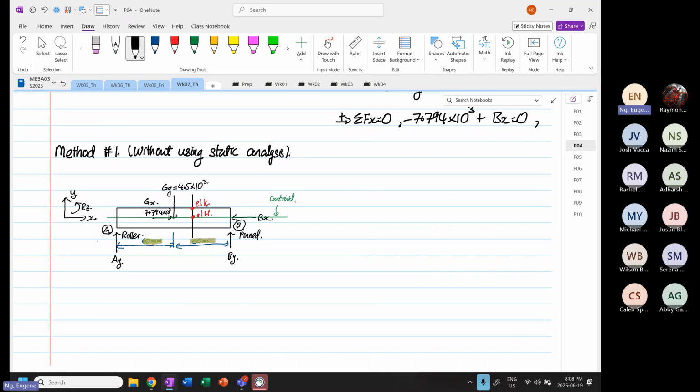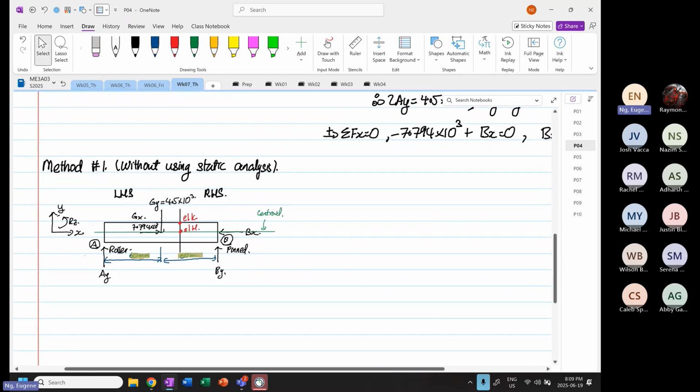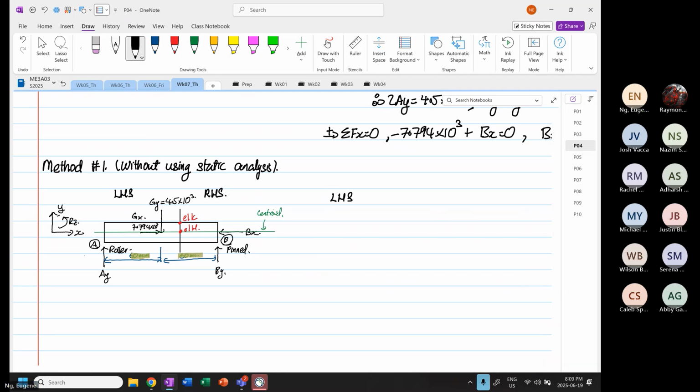Relative to the elements, this is known as the left-hand side. On the right, relative to the elements, this is going to be known as the right-hand side. So I'm going to analyze based on the left-hand side. So left-hand side means I'm going to sketch this out.